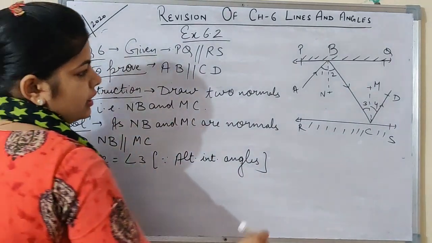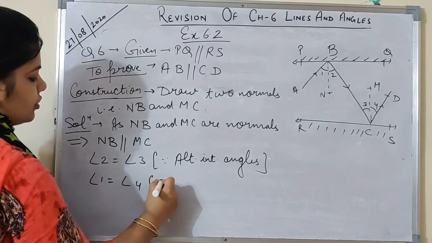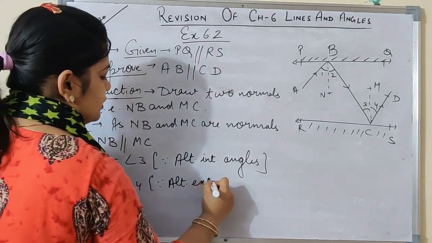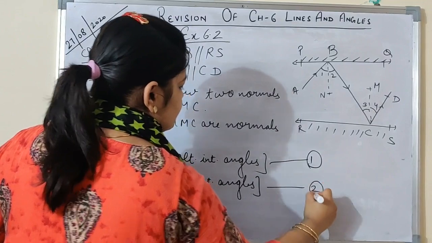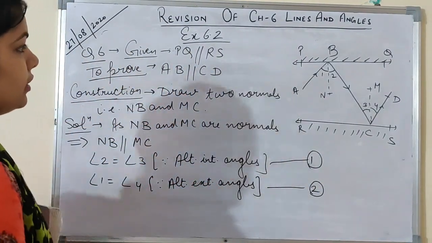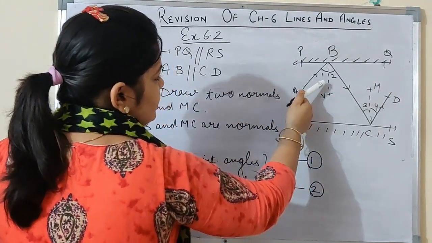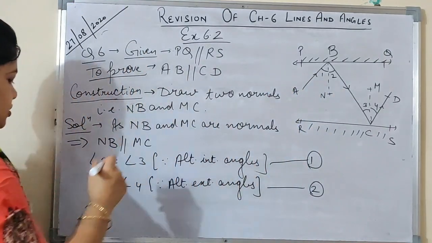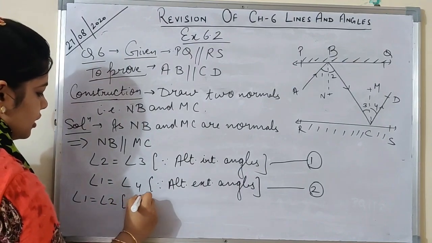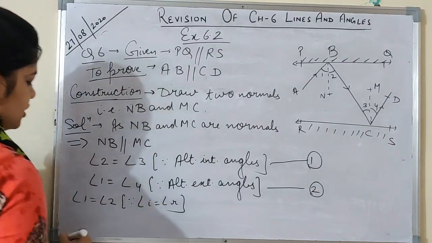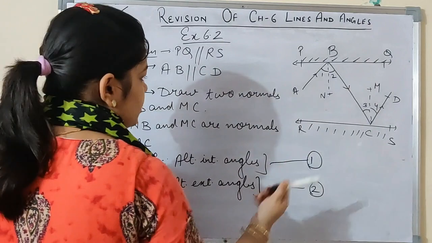Okay. Similarly, we can write that angle 1 is equal to angle 4 because of alternate exterior angles. I am naming this as equation number 1 and this as equation number 2. After that, as NB is acting as a normal, that means it bisects, or we can say that angle of incidence is equal to angle of reflection. So, I can write that angle 1 is equal to angle 2 because angle of incidence is equal to angle of reflection. Similarly, we can write angle 3 is equal to angle 4.